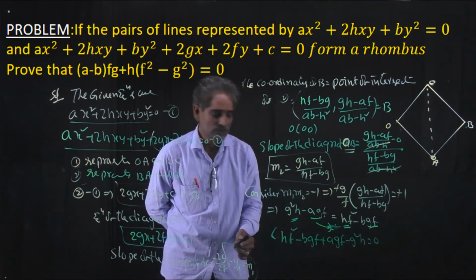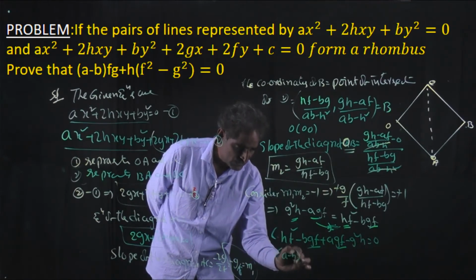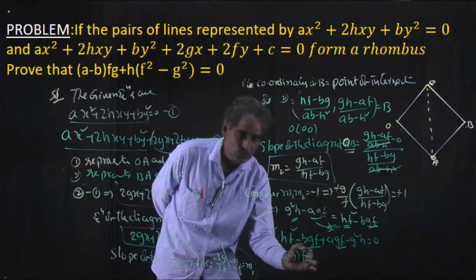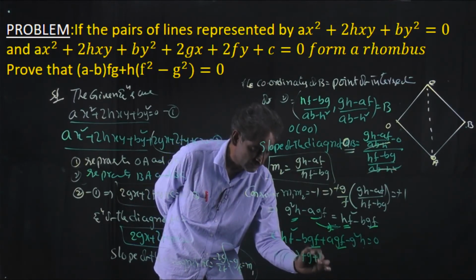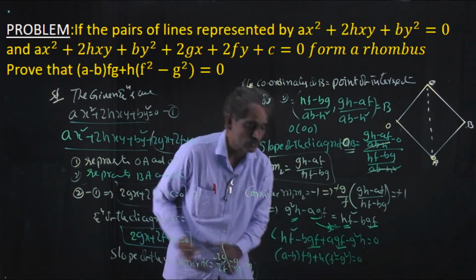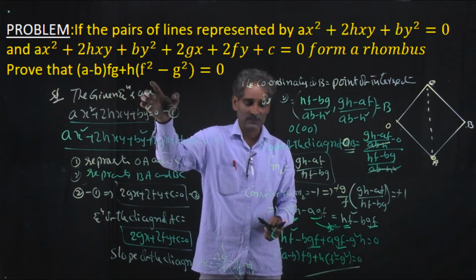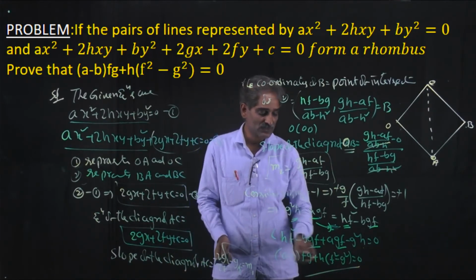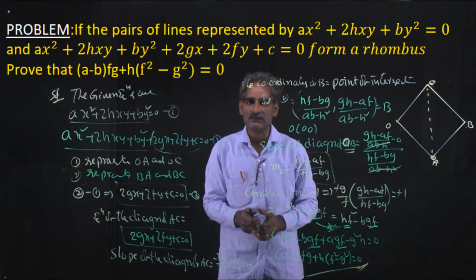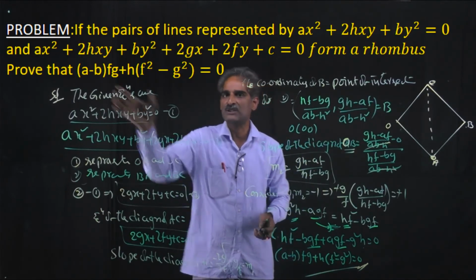So now take FG common from these two. Then we get A minus B into FG. From the last term and first term there is common H. So now take H common from the last term and first term. H into F square minus G square equal to 0. This is the required result. Just observe the result. Understand? So A minus B into FG plus H into F square minus G square. This is the result. If these two equations form a rhombus, then those two equations must satisfy this condition.